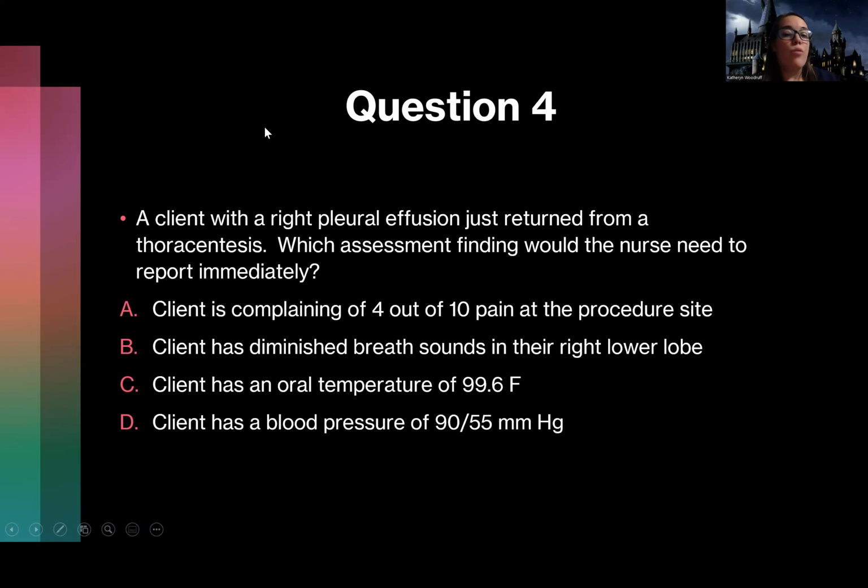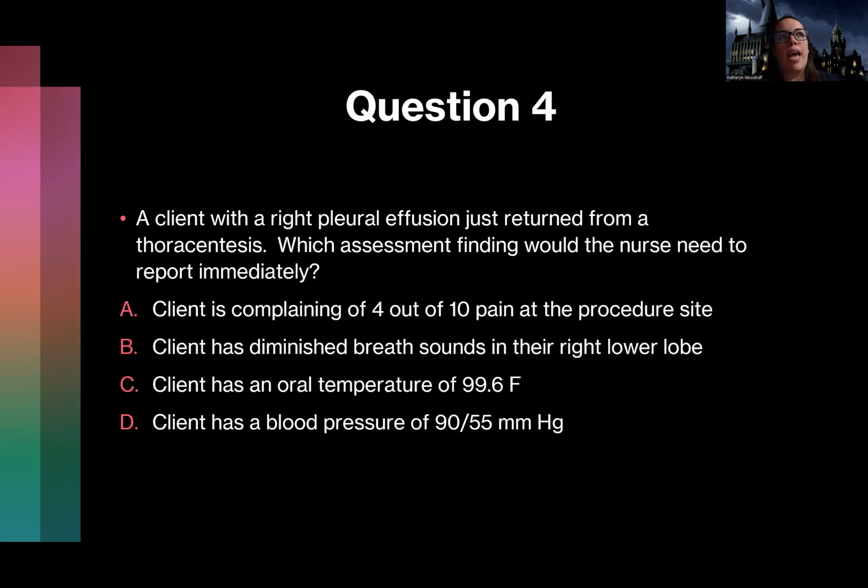Number 4, a client with a right pleural effusion just returned from a thoracentesis. That's a needle aspiration where they remove fluid, if you didn't know. Which assessment finding would the nurse need to report immediately? This kind of question is trying to see if you can identify which is concerning or which is a sign of an adverse event or complication. This goes back to what I mentioned in the beginning of this video: it's really important to not just know what's expected. There's some stuff that can happen after procedures that's not great, but it's not necessarily a sign of something I need to act on. But saying I need to report immediately means this could be a crisis or a very serious issue.